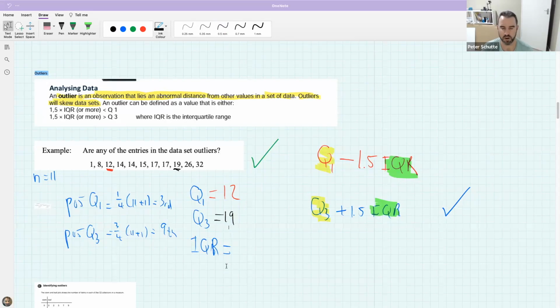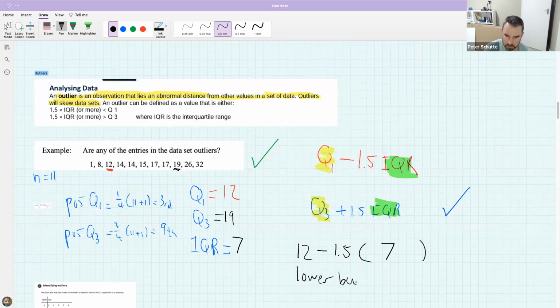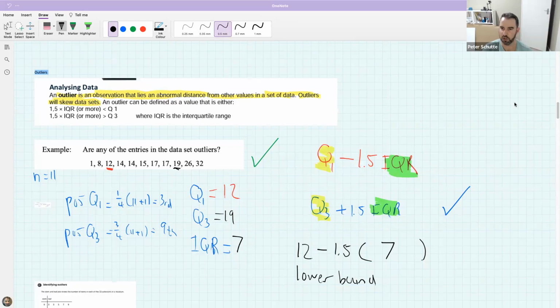What is my interquartile range going to be? So that's going to be 7. So now I need to figure out what my lower bound is and what my upper bound is. So I'm going to go Q1 is 12, and I'm going to take away 1.5 times 7. The 12, so that's the Q1 minus. What do I get for my, I'm going to call this the lower bound. If it's below this, it's an outlier. So what value do you get for the lower bound?